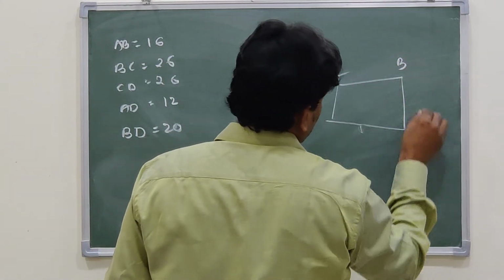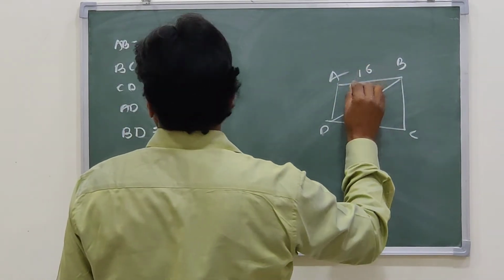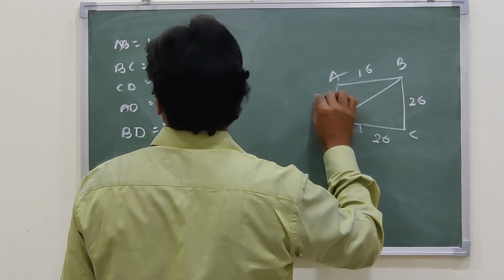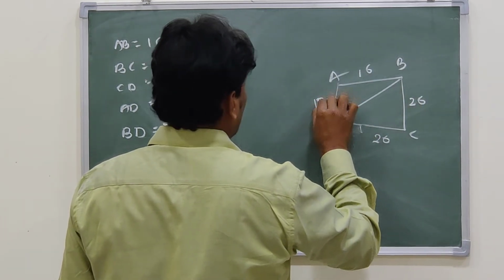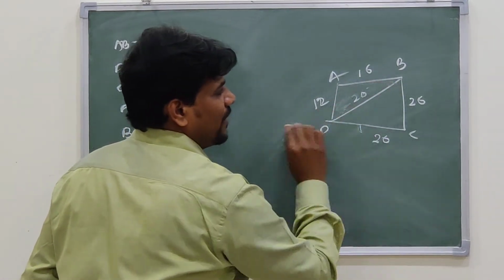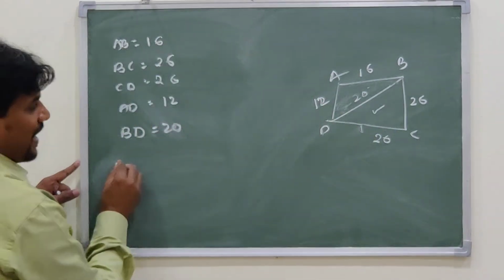Let this be A, B, C, D, and this is the diagonal. AB was 16, BC was 26, CD was also 26, AD was 12, and the diagonal was 20. This is what we have calculated already, so we are left with this. Let's calculate this now.